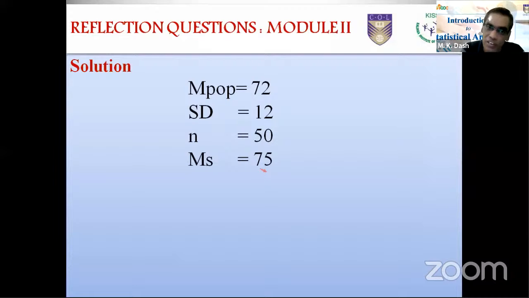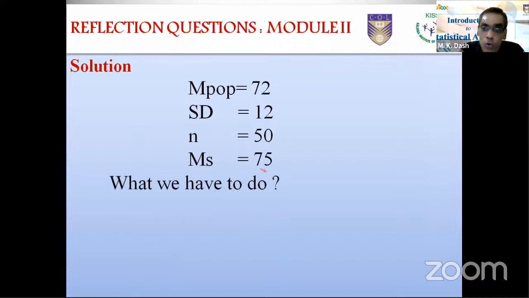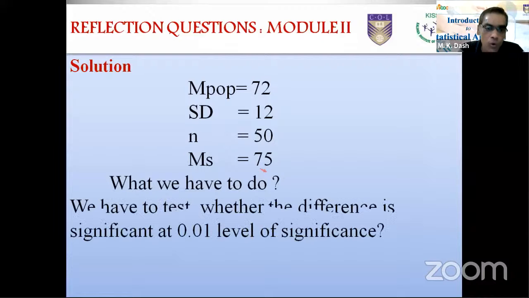See, the mean of the population is given, standard deviation is 12, N is equal to 50, sample mean is equal to 75. These are the given data. What we have to do? We have to test whether the difference is significant at the 0.01 level or not. The whole question is this.